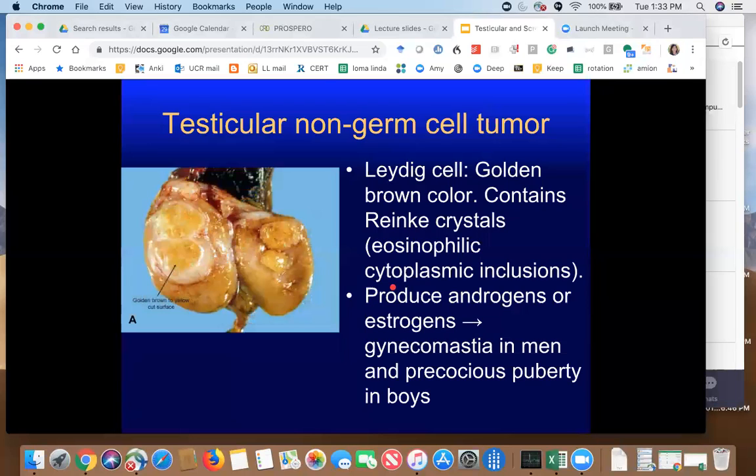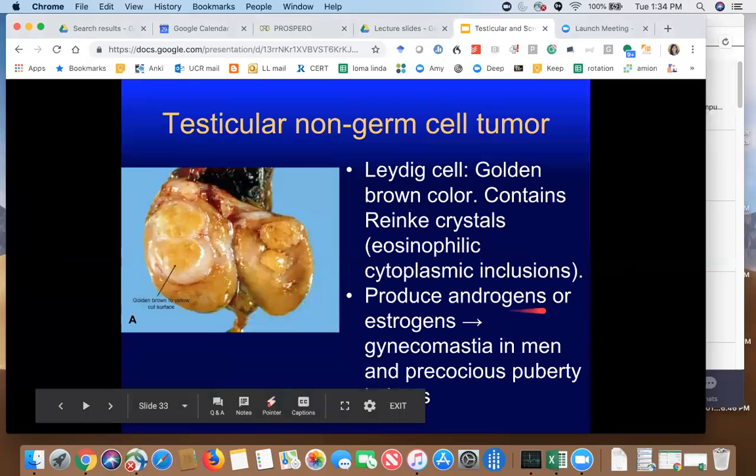Testicular non-germ cell tumors. We said germ cell was the most common, 95%. In germ cell, you have seminomas and non-seminomas. And now we have the non-germ cell tumors, right? This is the 5% of testicular cancer. These are all the other cells that are in the testicle. Leydig is one of them. This is what they look like: golden brown color, containing these crystals. They produce androgens or estrogens. As a result, men can develop gynecomastia, and they can get precocious puberty.